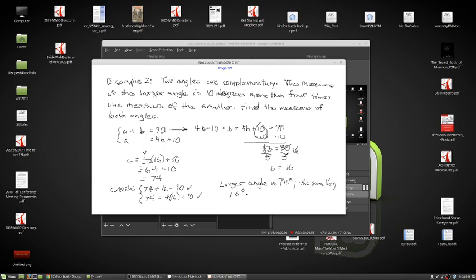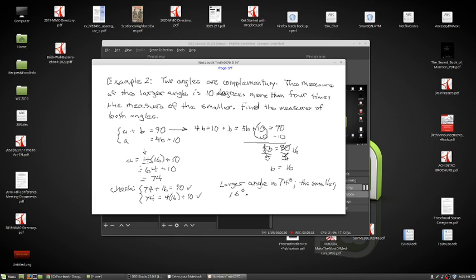So if we plug in 4b plus 10 for A in the first equation, we get 4b plus 10 plus another b. That's equal to 5b plus 10 when we combine our terms. That's going to be equal to 90 degrees. So we want to move the 10 over to the other side. We do that by subtracting 10 from both sides, since this was a positive 10. And we end up with 5b is equal to 80.